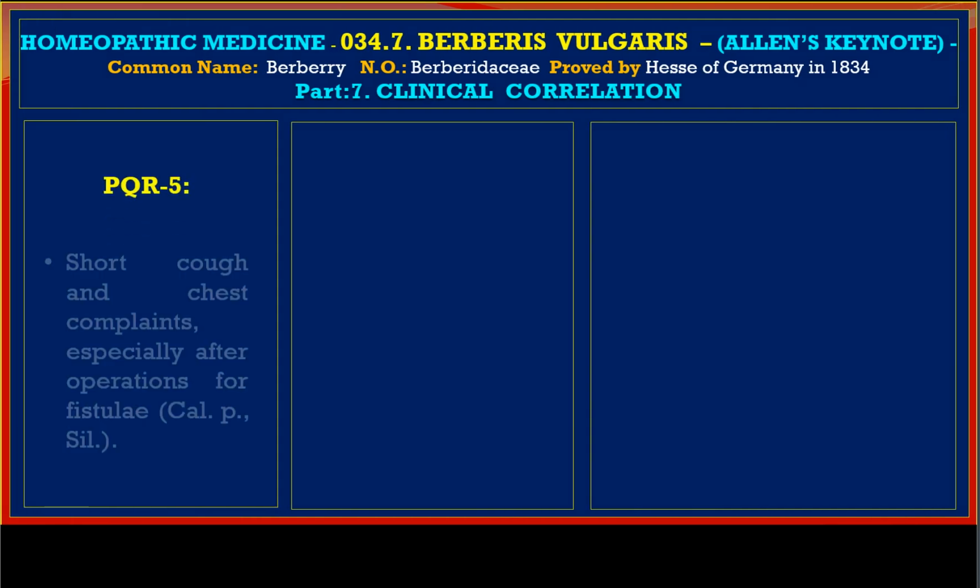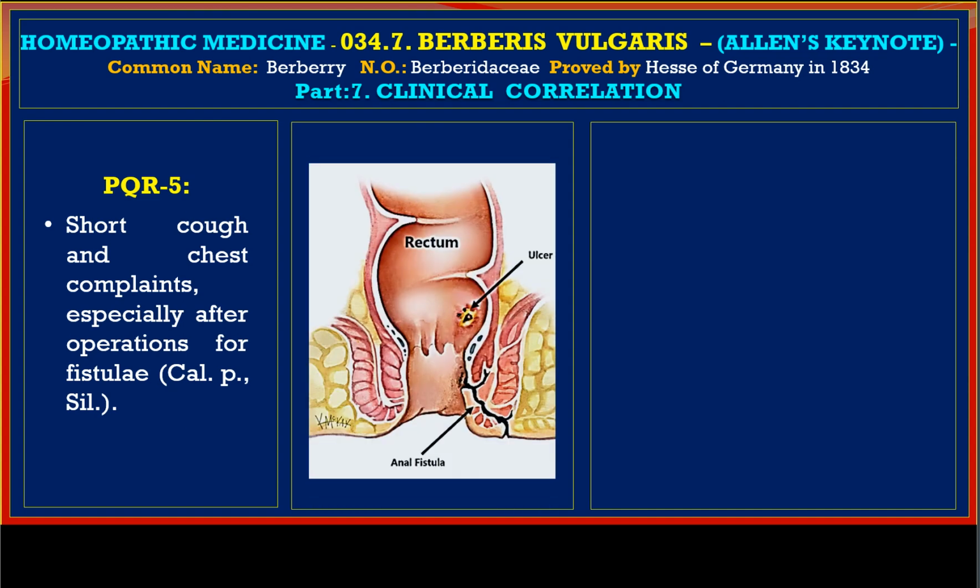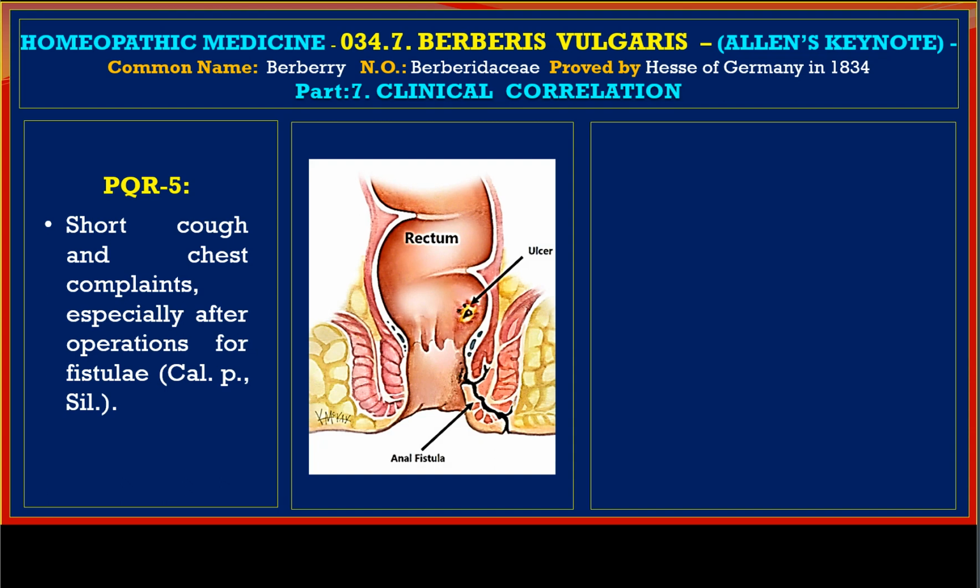So friends, let us go to PQR5, the short cough and chest complaint, especially after operation for fistula. We have two remedies, Calcarea phosphorica and Silicea. This is the diagram which shows the rectum, and the anal fistula which is opening up inside the rectum, and also opening up in the perianal area.